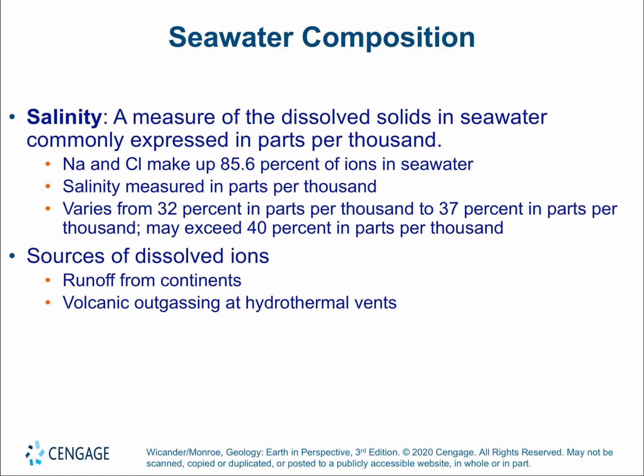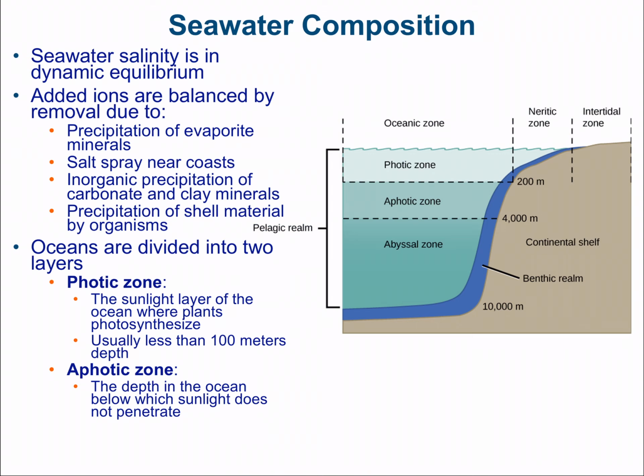The sources of these dissolved ions are runoff from our continents, as well as volcanic outgassing at our hydrothermal vents. Now, what we notice is that the seawater salinity is in dynamic equilibrium, which means as I add ions, they're going to be balanced by the removal of ions. We can remove ions by precipitation of evaporite minerals, by salt sprays near the coast, by the inorganic precipitation of carbonate and clay minerals, and also by the precipitation of shell material by organisms.